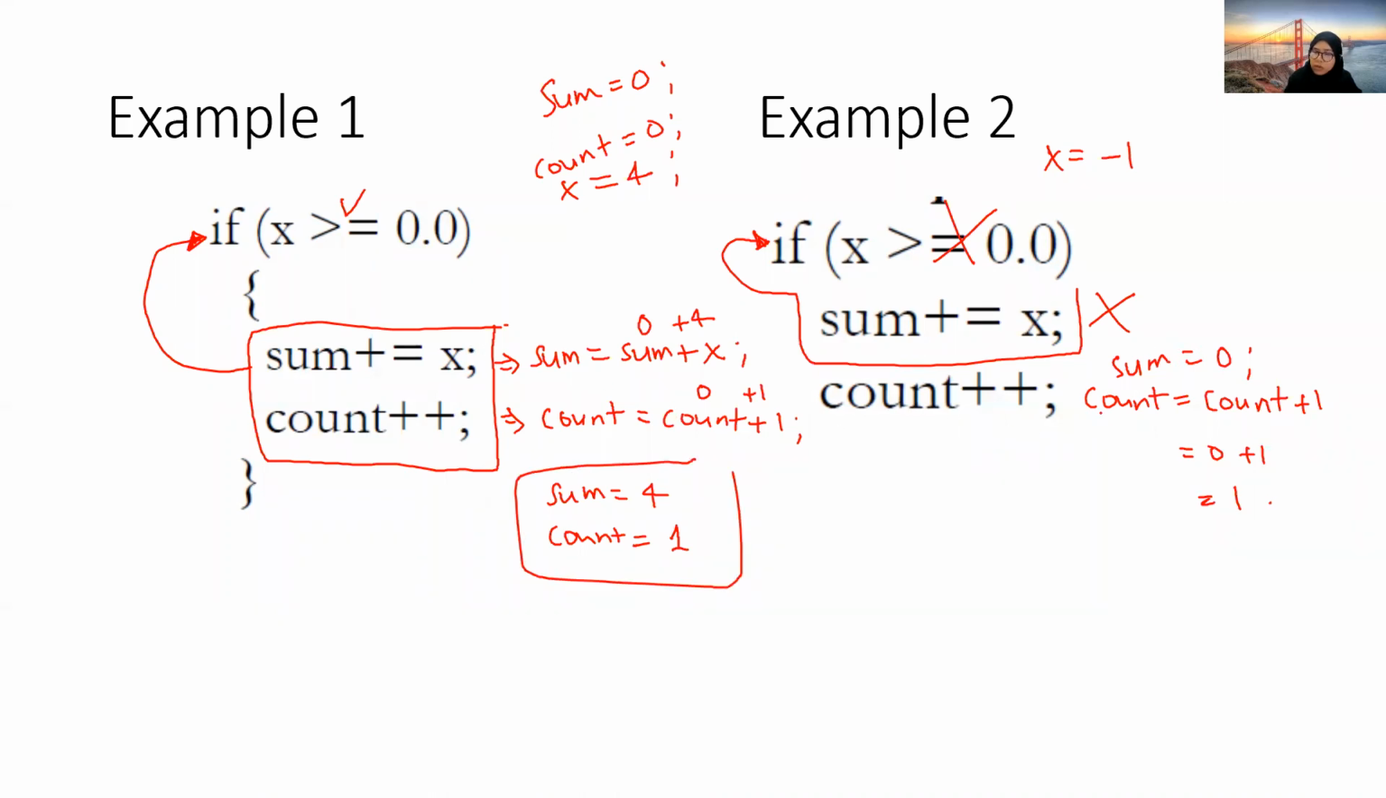So you can see the difference between these two. Sum equals to 4 and count is 1 in the first example, and sum is 0 in example number 2, and the count is still increased by 1. So no matter what the value of x, count will be increased by 1. Tak kisahlah x ni nilai dia negatif ke positif ke, betul ke atau salah, dia masih tetap bertambah. So it is independent of the if condition. All right. Any questions so far?